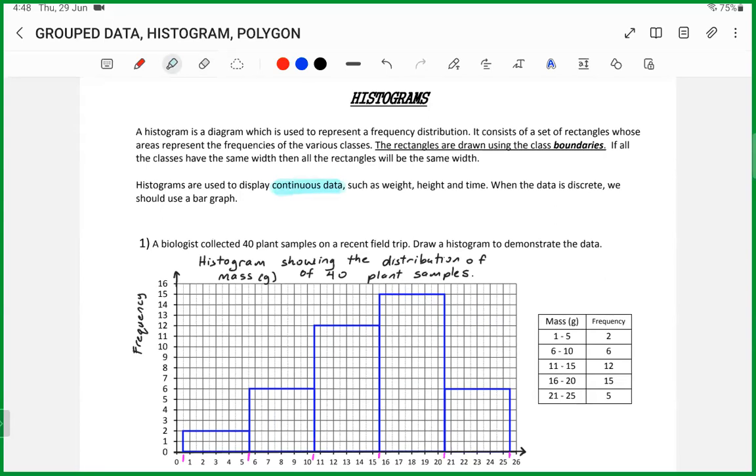Heights, time, it's always continuous. So to demonstrate continuous, the bars flow together.